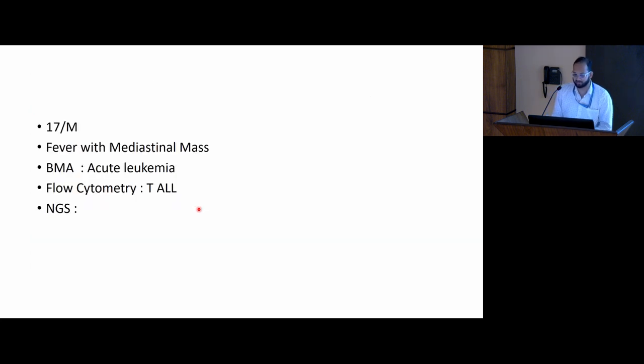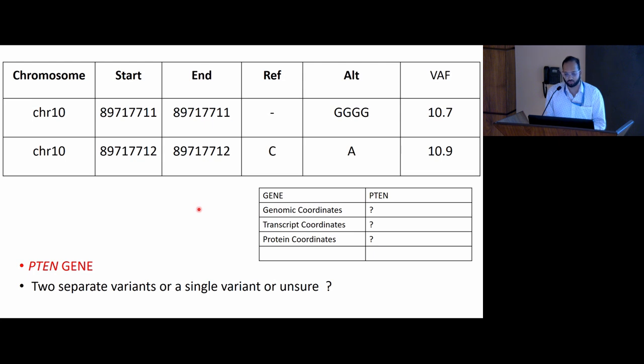So coming to my first case, a 70-year-old male, fever with mediastinal mass, classical history, flow cytometry reveals it's a T-ALL. Now let's see what we got on NGS. In the Excel file also you will see we have got these two mutations. The question arises whether you should treat these PTEN gene mutations as a single variant or two different variants. We can see that their coordinates are very close, their VAFs are also very similar, and the PTEN gene is a part of the PI3K pathway, which has now been established as prognostic.